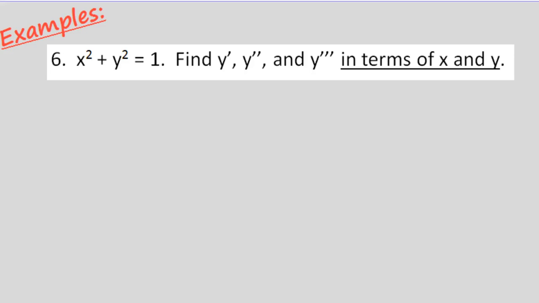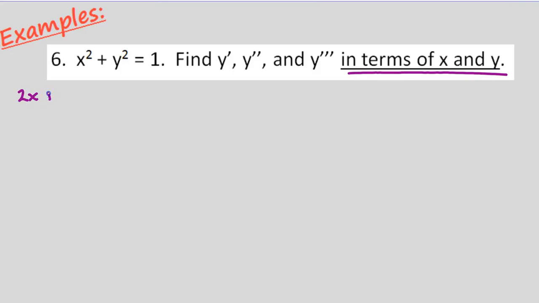Find y prime and, hey, bonus, y double prime and triple bonus. Or is it a double bonus? Y triple prime in terms of x and y. So this is a different instruction as well. We'll get to that in a second. So let's just start with find y prime. So we'll take the derivative of both sides.